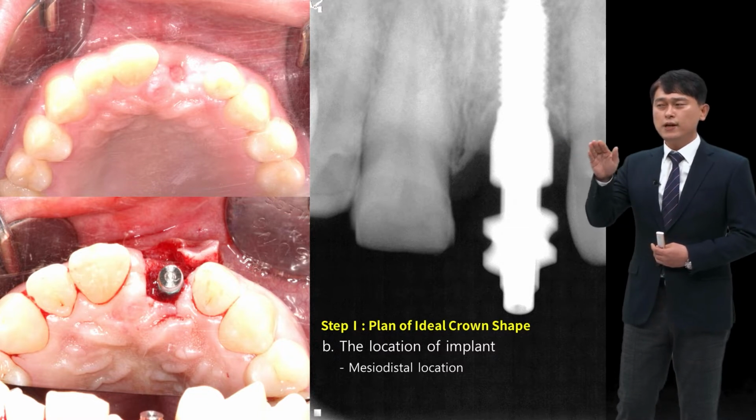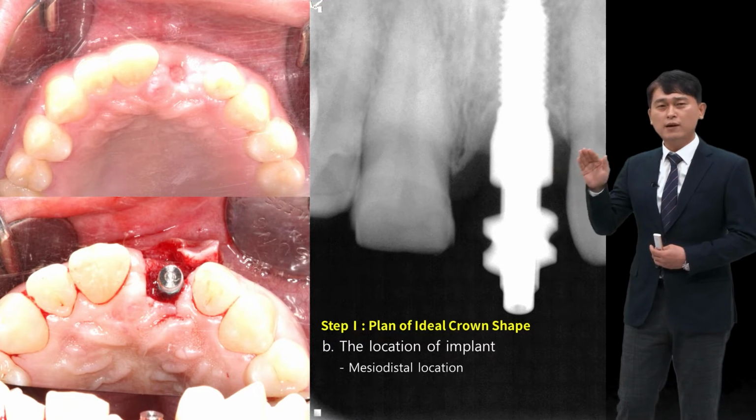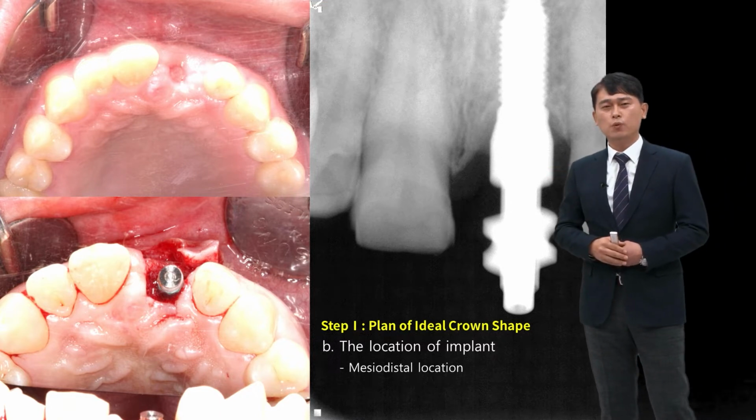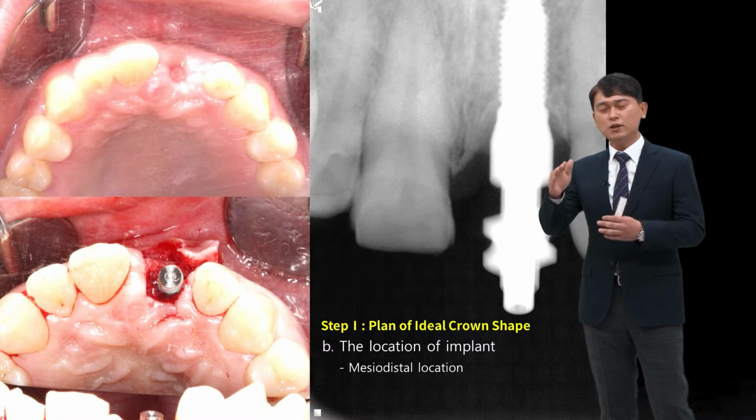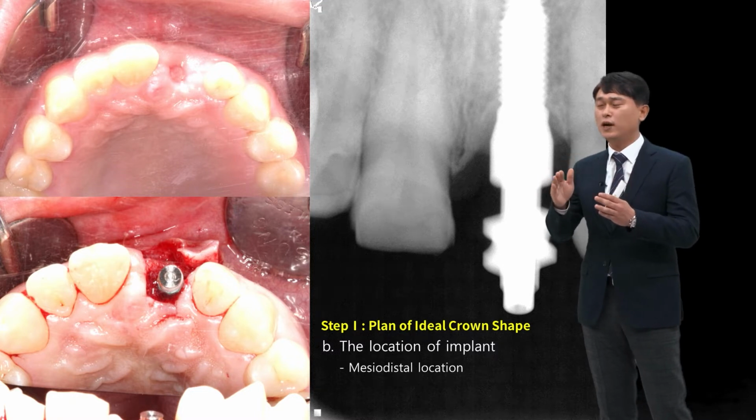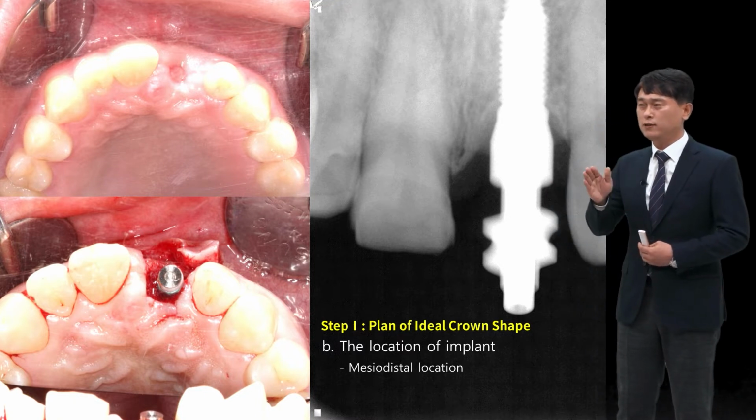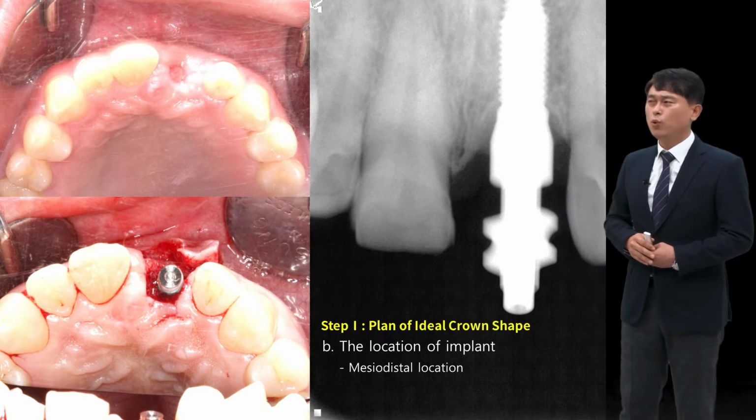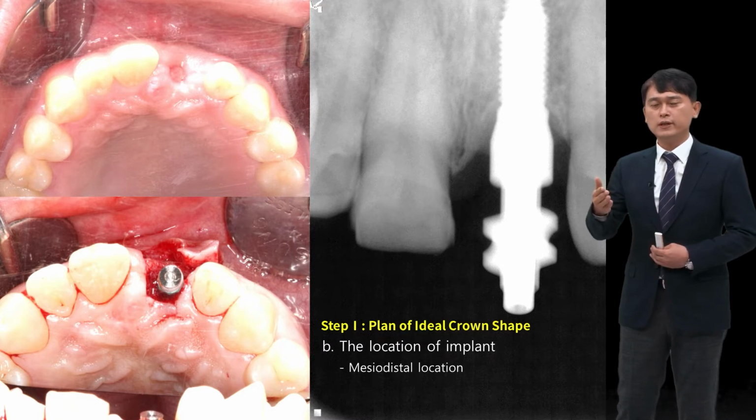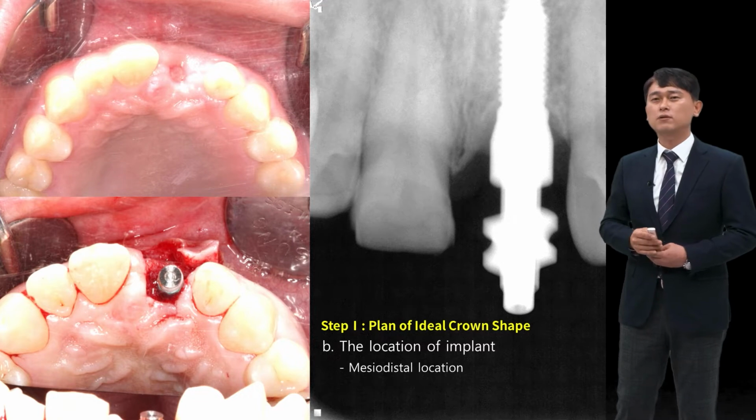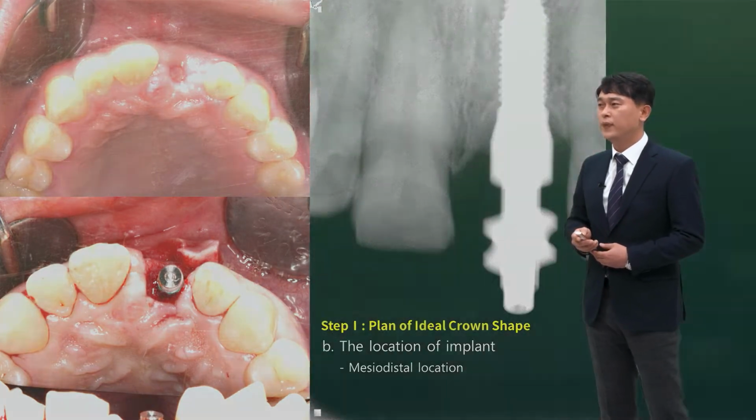If you look at this case, when I place the implant, the placement position is slightly distally inclined. This is not placed wrong. I looked at the natural tooth, the adjacent tooth, and I tried to resemble the adjacent tooth. So intentionally, it was placed slightly distally. Strategically, you need to consider this and place the implant. If you do this, the form of prosthesis could appear more natural.